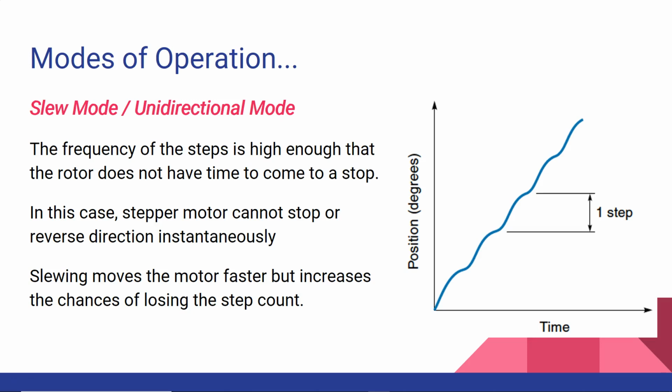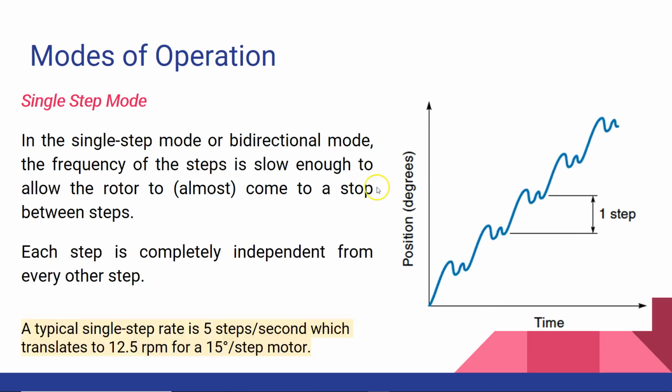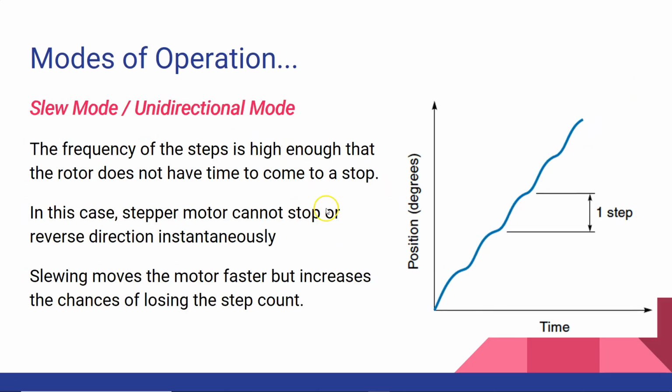Now to solve this problem, there is one solution, and that would be to maintain the step count in the slew mode by slowly ramping up the velocity from the single step mode and then ramping down at the end of the slew. This means that the controller must know ahead of time how far the motor must go. Only then can this problem be resolved. In this mode, due to high frequency, the step size will look like this, and you can see this is pretty close to a linear curve.